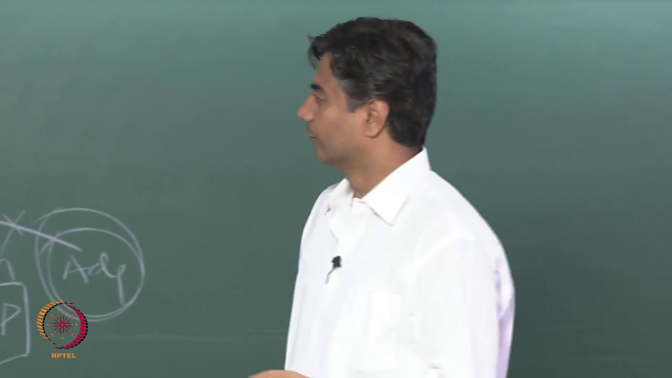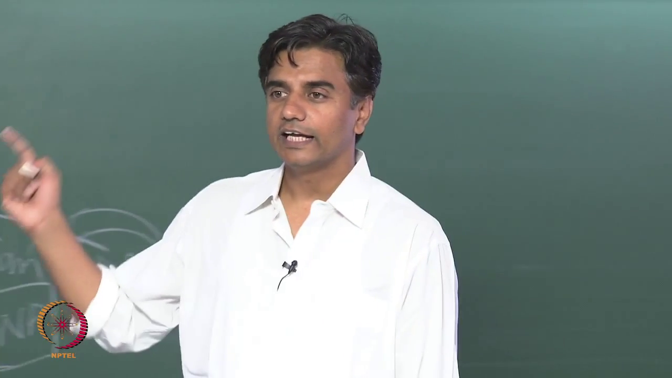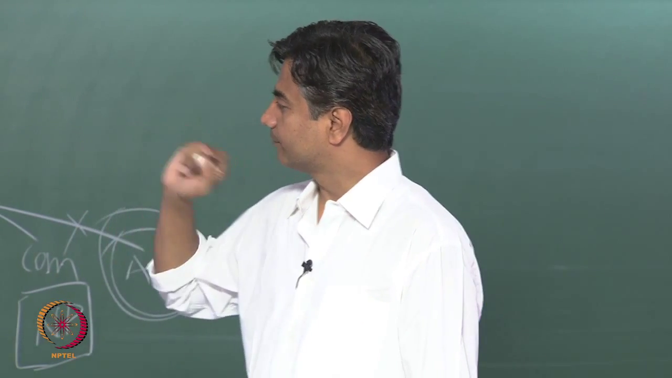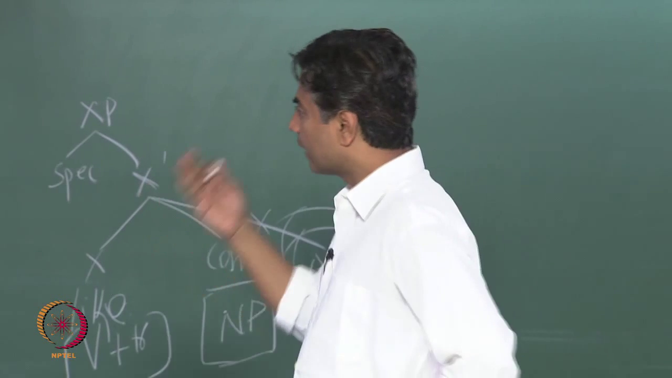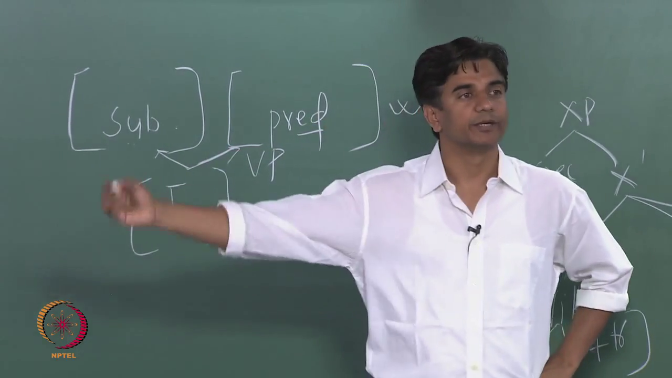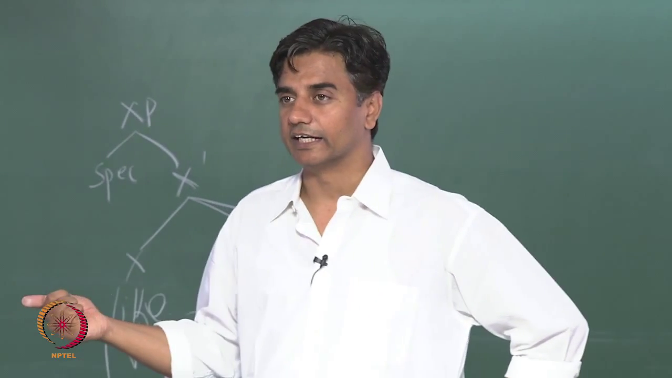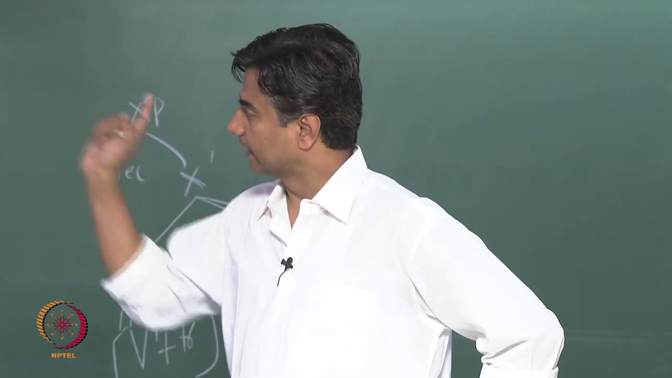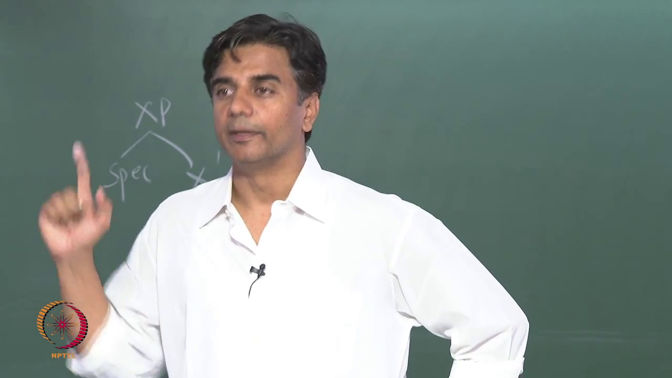Okay? Now, talking about the subject, it's projected in the specifier position of the IP, which captures the notion where we started with, that the subject is outside the predicate. Okay? Subject is outside the predicate. It gets projected in the specifier position of the IP.